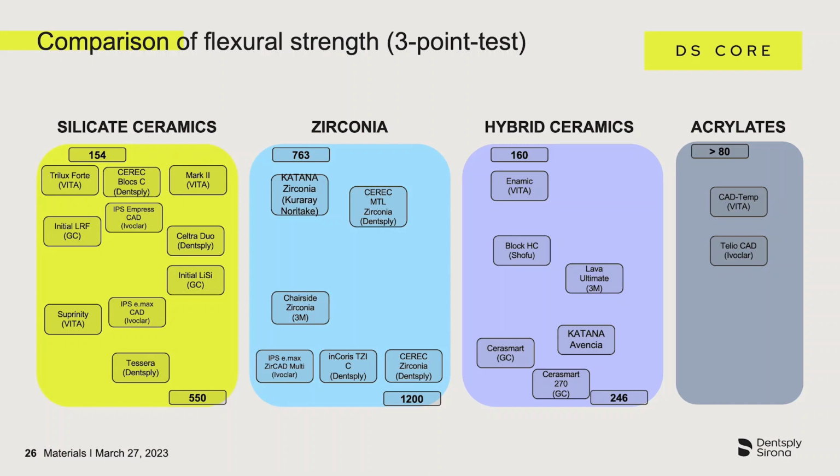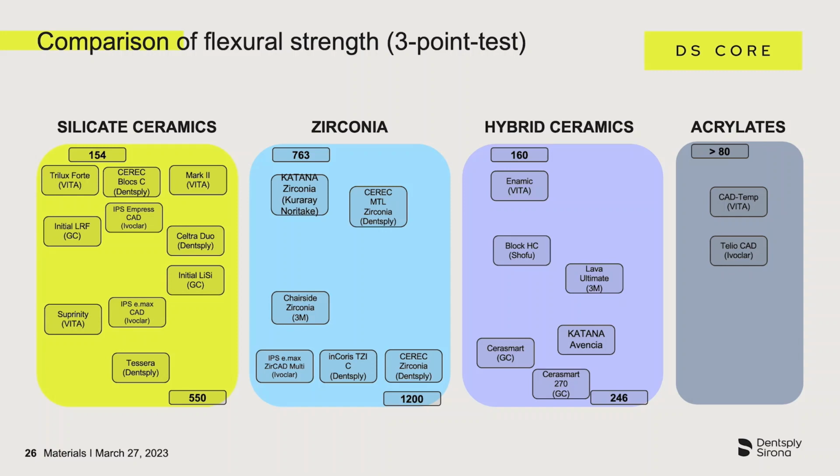The CEREC Tessera material from Dentsply Sirona has made a significant leap forward. Tessera is a lithium disilicate ceramic reinforced with aluminium silicate and zirconium. This material exhibits a flexural strength of 550 megapascals in the 3-point test and over 700 megapascals in the biaxial test. This makes this material the hardest in the group of silicate ceramics.